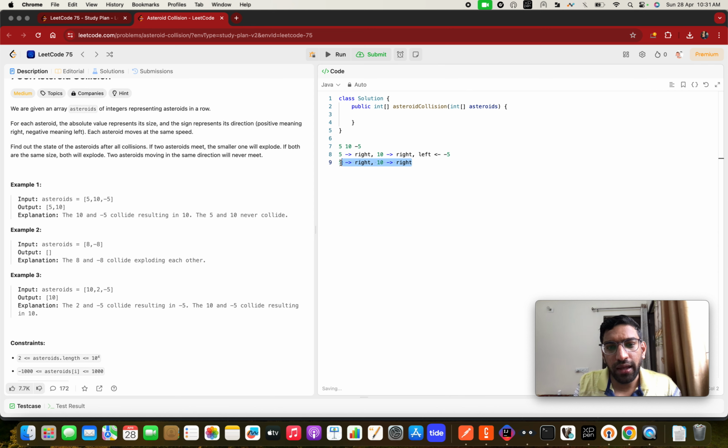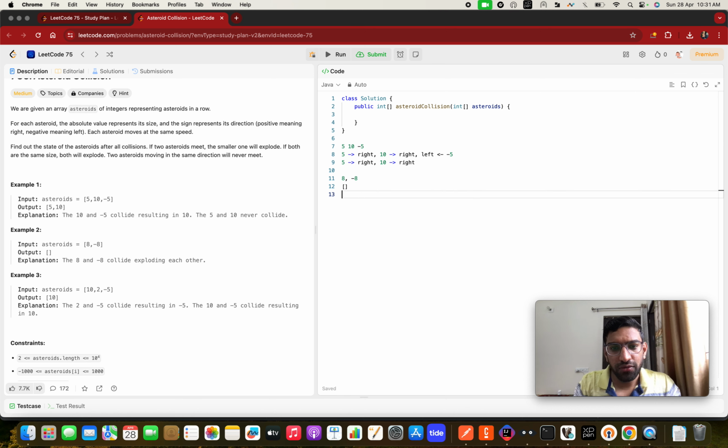And these two asteroids can never collide because all the asteroids are moving at the same speed. So they will keep on moving to the right direction. So the only chance of asteroids colliding is if they are moving in the opposite direction. For the second test case, 8 and minus 8, one is moving to the right direction, one is moving to the left direction, and the sizes of the asteroids are also equal, so the output is empty.